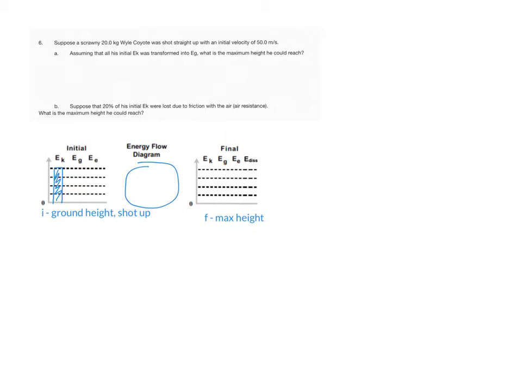Sorry, I forgot to fill this in. So Wiley Coyote, we want to include the Earth in the system, so we'll keep track of the energy with Wiley Coyote and the Earth. We're going to add air in, so that's an internal energy that can be dissipated.